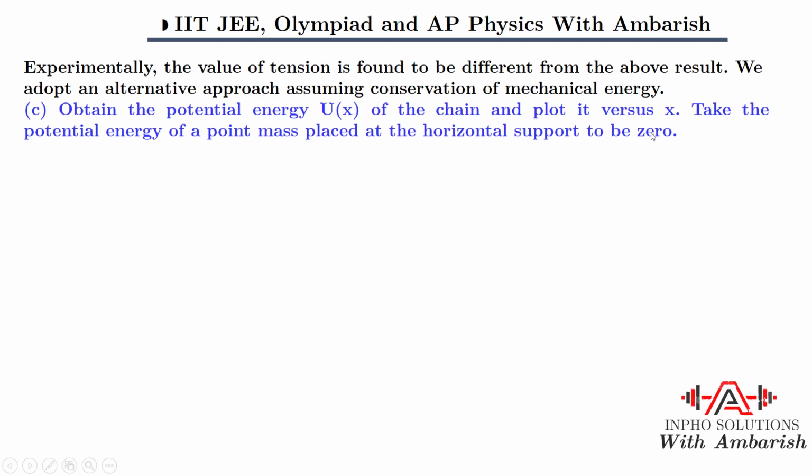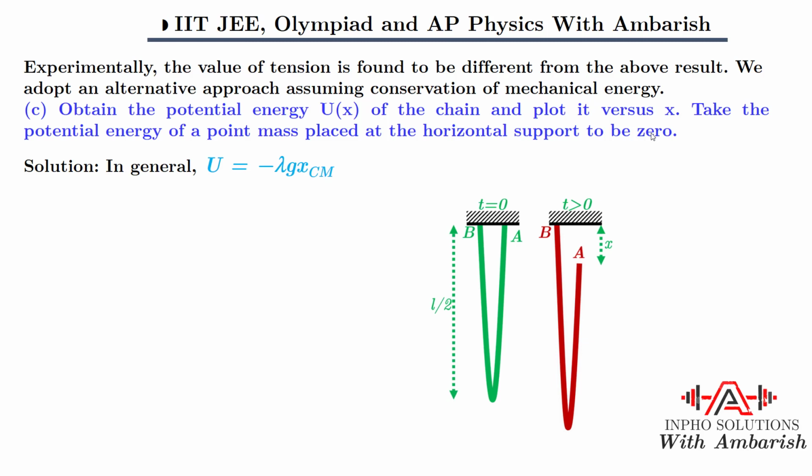Now this is pretty simple. We already know the location of the center of mass of the two parts, and from that we can straight away find the potential energy. You know that it is total mass times g times the location of the center of mass with respect to the reference. That's the potential energy. So U is minus lambda g x cm, and x cm we have already found in part A. So we just need to substitute that and then plot the given expression.